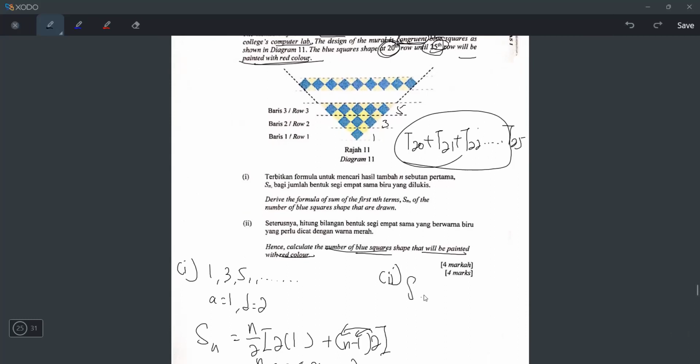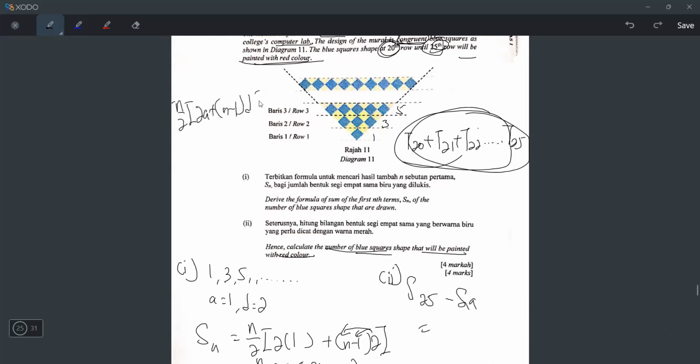Just take S25. Because S25 is T1 plus T2 plus T3 plus T4 plus T5 and so on until T25. T1 plus T2 until T25 minus S19. S19 is T1 plus T2 plus T3 and so on until T19, and then you will get this one. So it's faster if you do it like this. All right, and you don't have to use the n over 2. You want to use this formula also can.